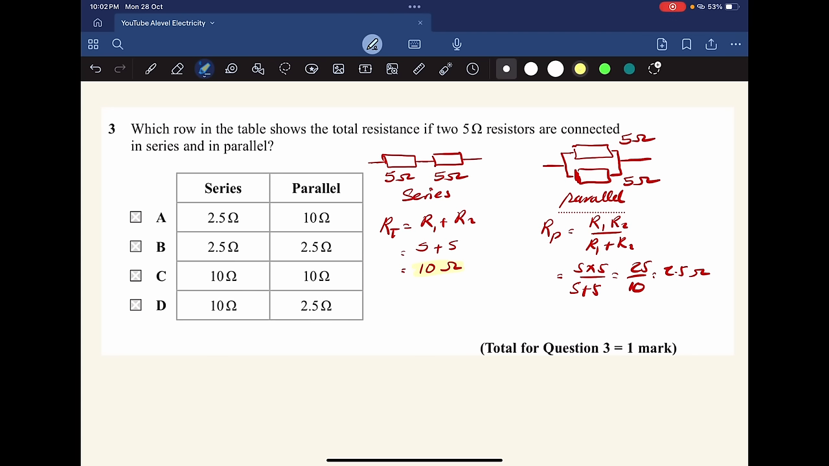5 and 5, 10. If we have two resistors connected in parallel, like 5 and 5, it means the total must be less than the least in case they are different, but if they are equal, it must be halved. So 5 and 5, the half, which is 2.5. The correct answer for this question is D, 10 ohm for series, 2.5 for parallel.